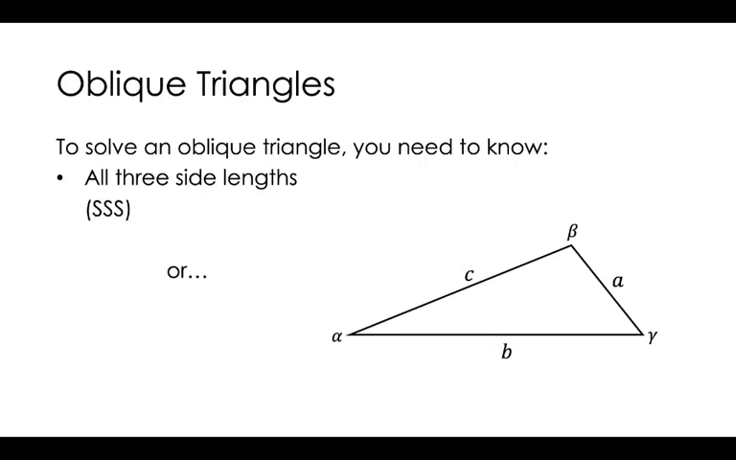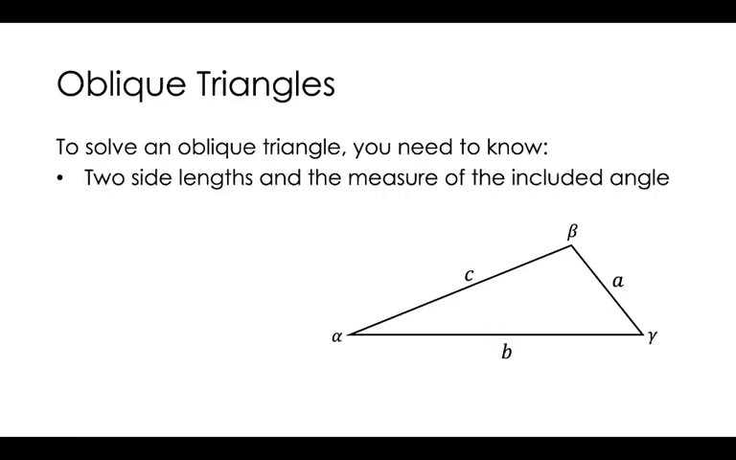And finally, we'll be able to solve an oblique triangle if we know two side lengths and the measure of the included angle. This is what we call side, angle, side. This is where we know a side, and then the angle in between them. We solved that one differently from the side, side, angle case that we were talking about earlier.